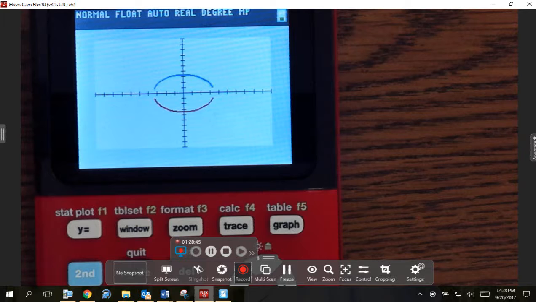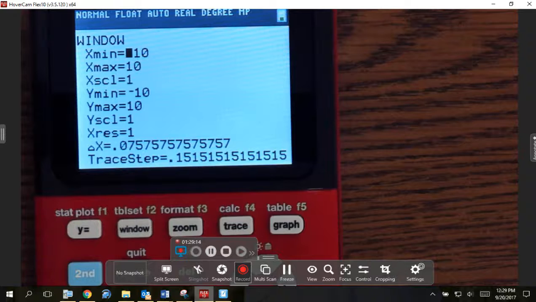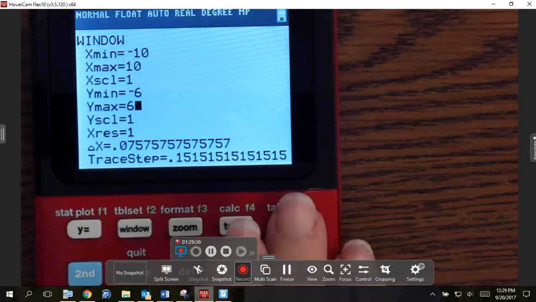What do I press to get the window set? Zoom 6. I am going to change the window just so you guys can see it looks more like a circle, because this right now looks squished. That's because our screen is a rectangle and we go from -10 to +10 horizontally and vertically, but they're different sizes. So if everybody goes to window, let's change our Y minimum to be -6 and our Y maximum to be +6. Go to your window and change that, and then hit graph again. It'll make it look more like a circle.